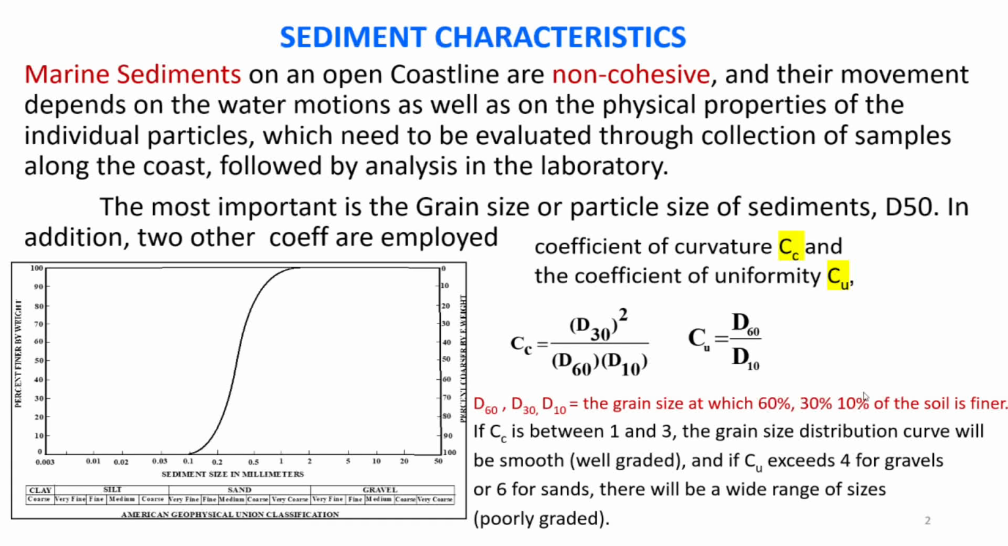If the curvature coefficient is between 1 and 3, the grain size distribution curve, which you see in the picture, will be smooth, well graded. And if Cu exceeds 4, for example for gravels, or 6 for example for sands, there will be a wide range of sizes, which we now call poorly graded. The picture you see here is as per the American Geophysical Union classification. So, clay is coarse, then silt we can have a classification as very fine, medium and coarse. Similarly, sand you can have very fine, medium and coarse, and also very coarse, and then similarly you have gravel.